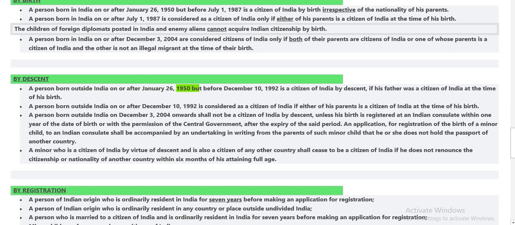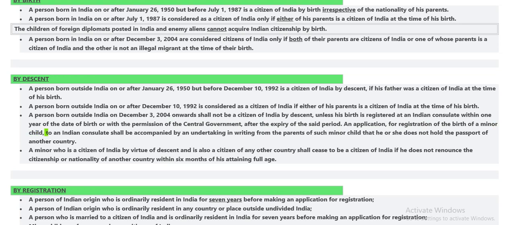By descent. A person born outside India on or after January 26, 1950 but before December 10, 1992 is a citizen of India by descent if his father was a citizen of India at the time of his birth. A person born outside India on or after December 10, 1992 is considered a citizen of India if either of his parents is a citizen of India at the time of his birth. A person born outside India from December 3, 2004 onwards shall not be a citizen of India by descent, unless his birth is registered at an Indian consulate within 1 year of the date of birth, or with the permission of the central government after the expiry of the said period.